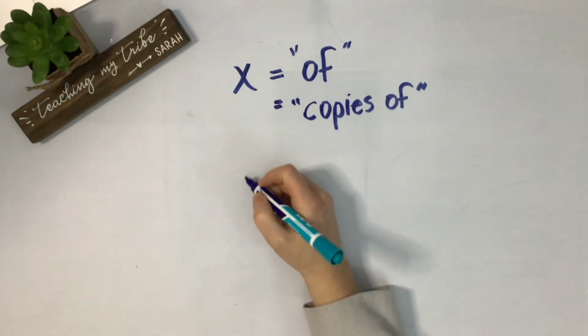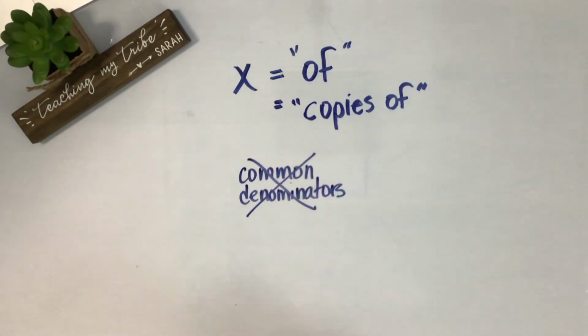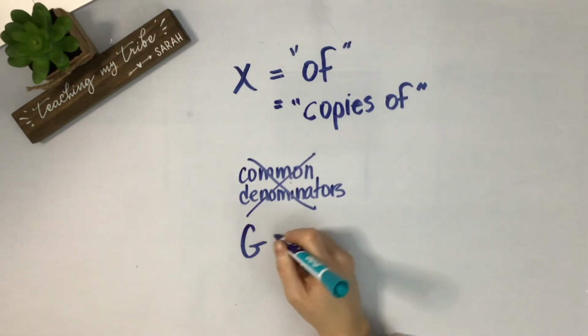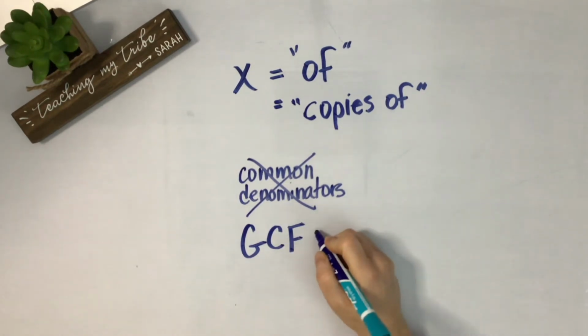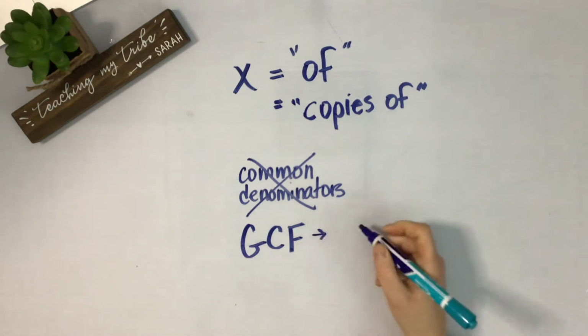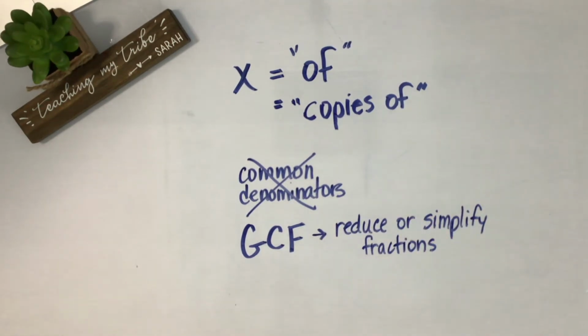Another little note is that we do not need common denominators. Common denominators are not necessary when we are multiplying or dividing fractions. They are strictly for addition and subtraction of fractions. The GCF, or greatest common factor, is still going to be handy. It's going to help us reduce our fractions. Okay, so these are all things that we're going to be talking about as we multiply our fractions.